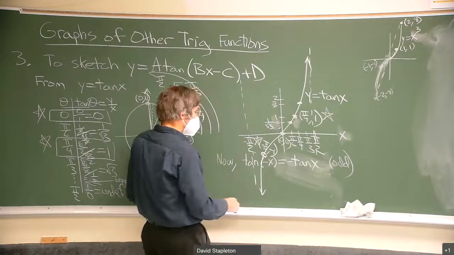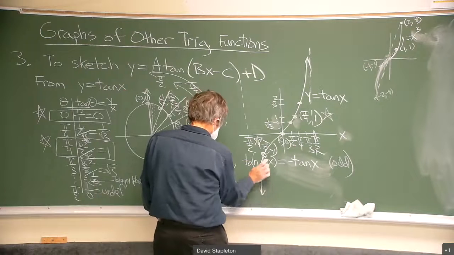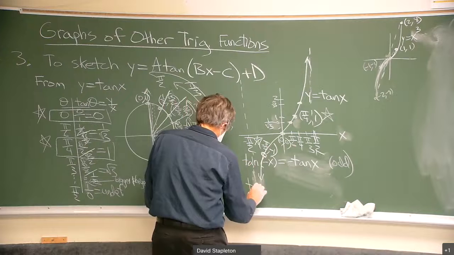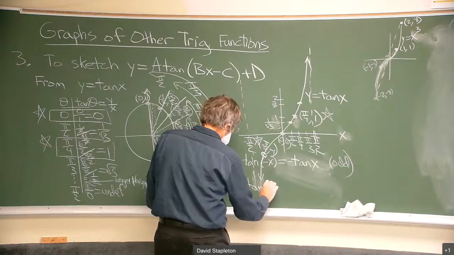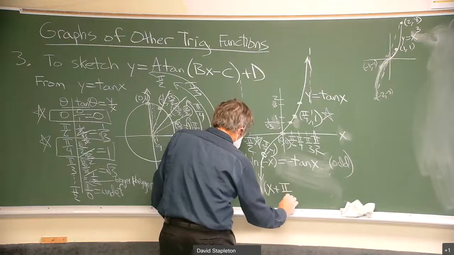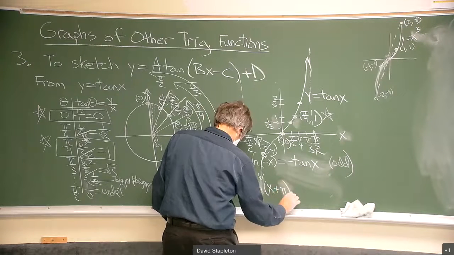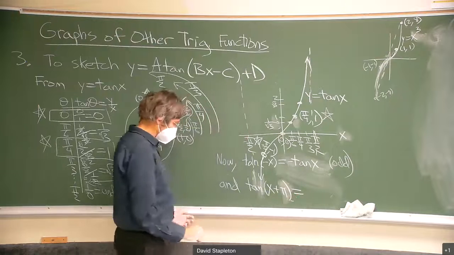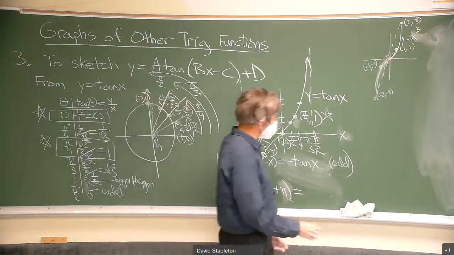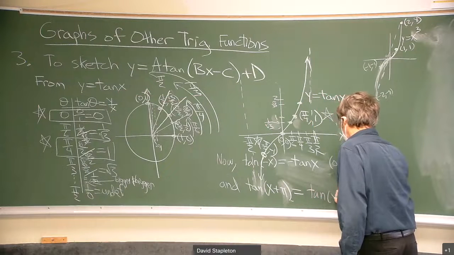Now there's one more property. The tangent of any angle plus 90 degrees, plus 180 degrees, pi, is equal to what? Does that look like a property you've seen before? Maybe not. We can prove it over here on the side. The tangent of x plus pi is the same as tangent of x always.